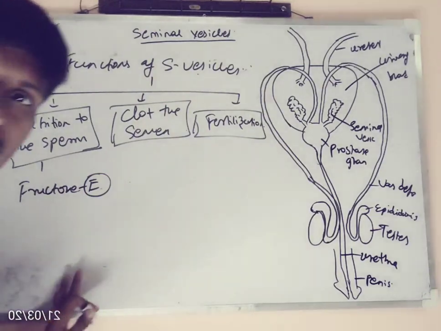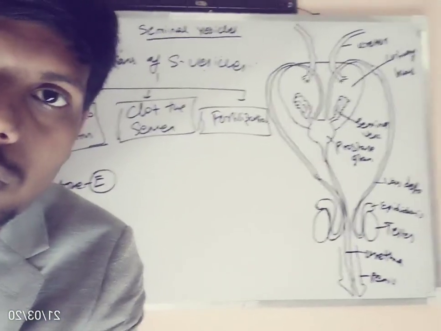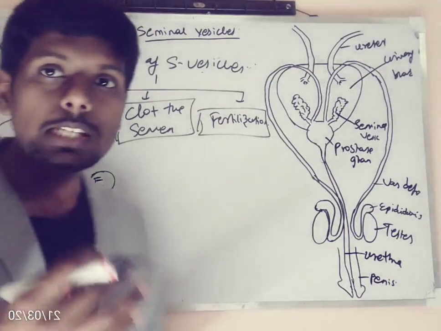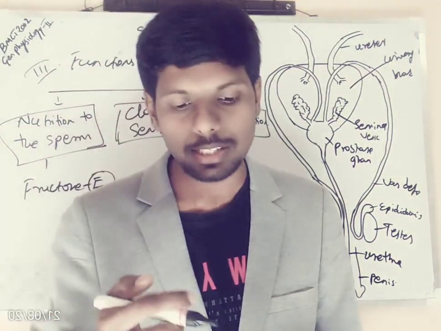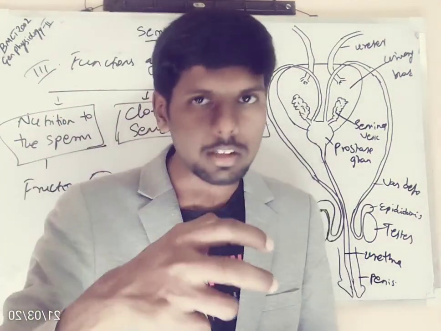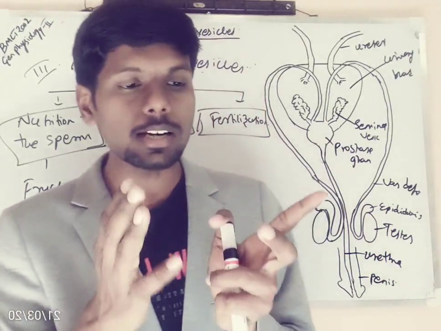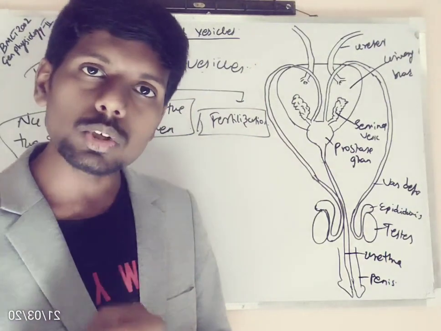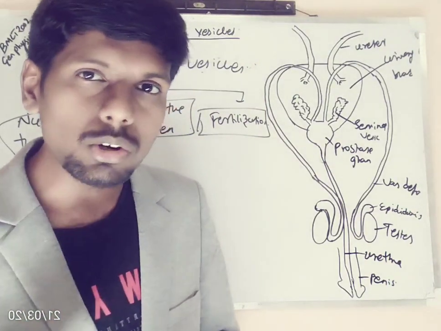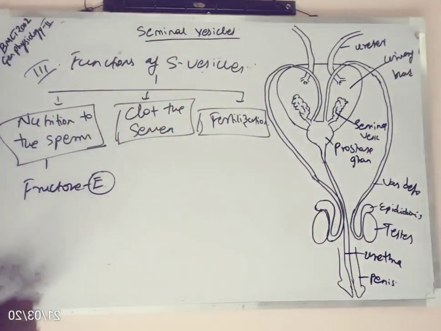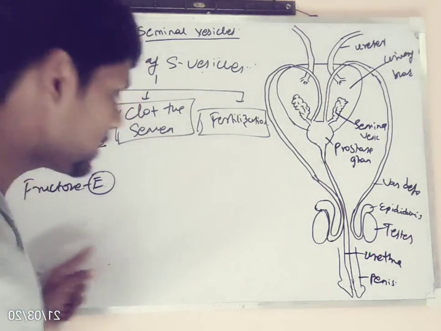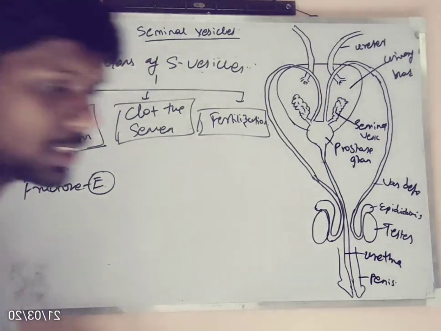Why do seminal vesicles have fructose instead of glucose? Can anyone think, students? Because glucose can be easily metabolized by bacteria. The female genital tract already has many bacteria, and those bacteria will eat the glucose. So rather than keeping glucose, it is better to keep fructose, right? Fructose cannot be eaten by bacteria. So that is why seminal vesicles have fructose.